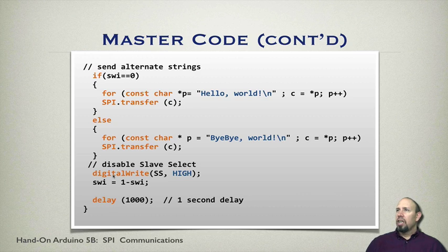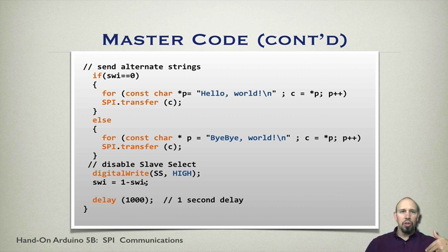Then once we've done that transmission, we shut down our SPI communication. So what's going to happen in our loop program is, the first time through the loop, switch is going to be 0, and so it's going to do this. Then it shuts down the communication. Then it's going to change the switch. Switch was 0, now it's going to be 1.